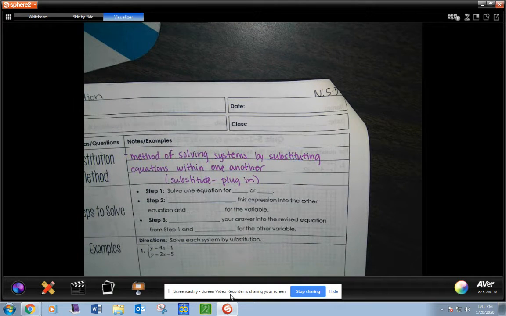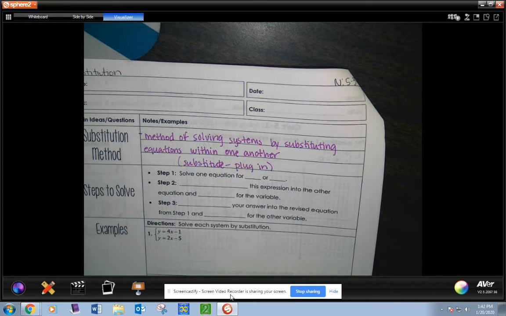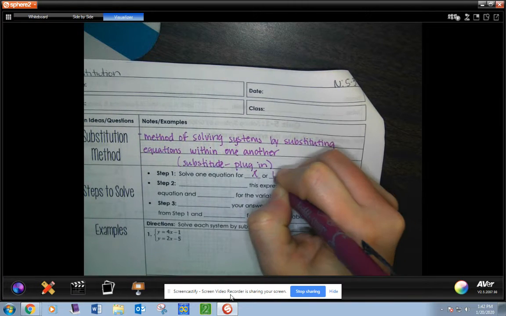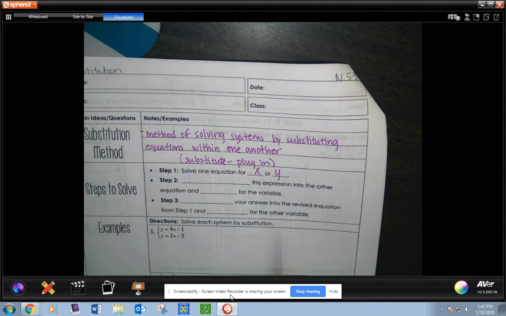Okay, so this again takes 3 steps. This method is going to seem like it takes a little bit more work. So bear with me. I'm not going to tell you which numbers we're doing until we get to them because I'm going to kind of skip around. So step 1, we're going to solve one equation either for x or y. We are so used to solving for y, but when you're doing substitution, you can go either way.